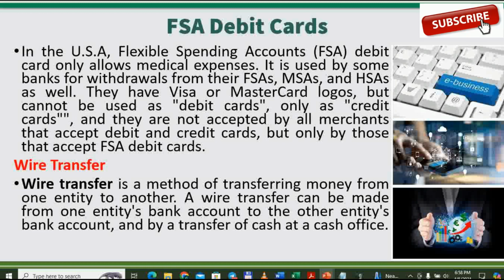The FSA simply means flexible spending account. It is unique to those in the United States. We don't use it here. I said the FSA debit card is a card that is unique to the United States of America. It's a debit card only allowed there. I've gotten it, sir. Okay, so it's just a unique card. All right.